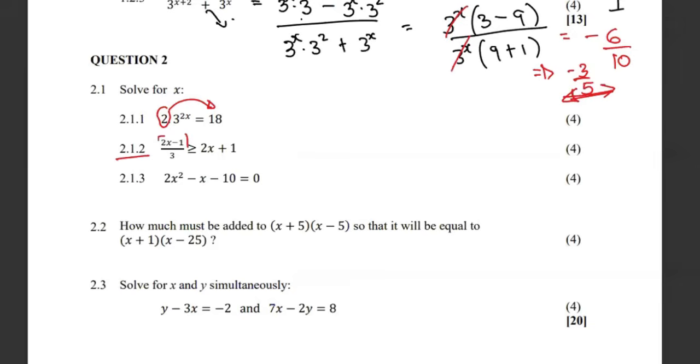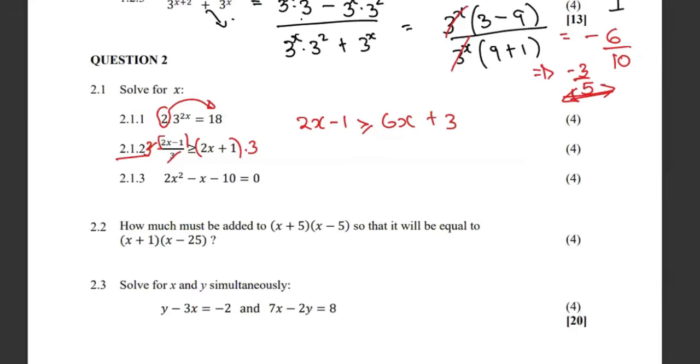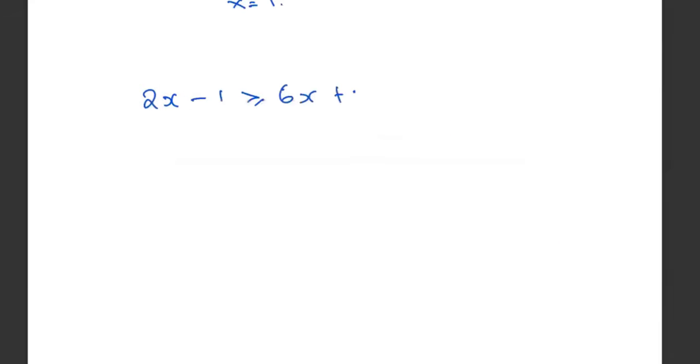So in other words, multiply by 3 and then multiply by 3 so that this 3 cancels. So I'll be left with 2x minus 1 is greater or equal to 3, and that is 6x plus 3. Now, when you're solving algebraic inequalities, it's just the same as the equations, whereby we have to isolate the unknown. So let's move the 6 that side. It's 2x minus 6x is greater or equal to 3 plus 1. So 2x minus 6x will give us negative 4x is greater or equal to 4.